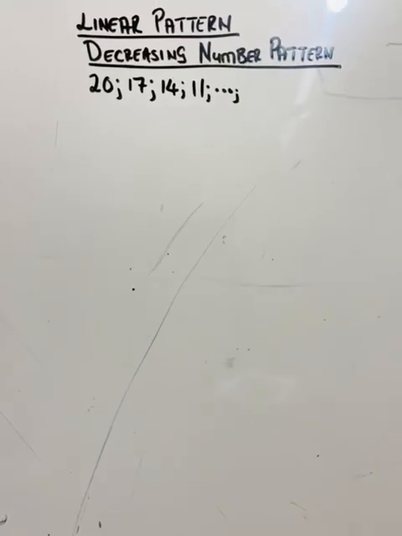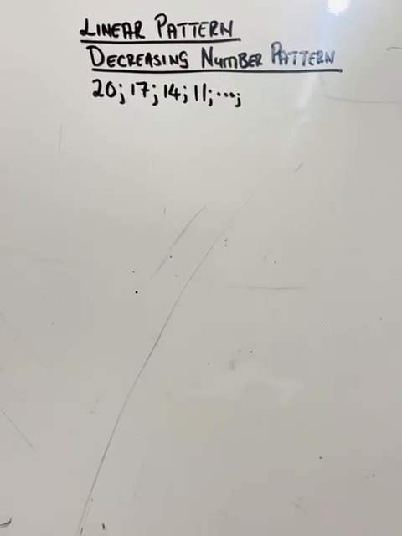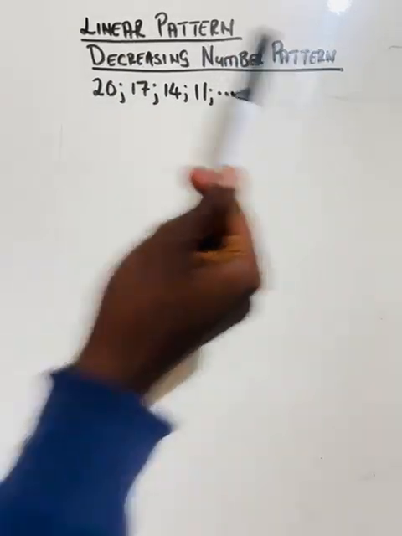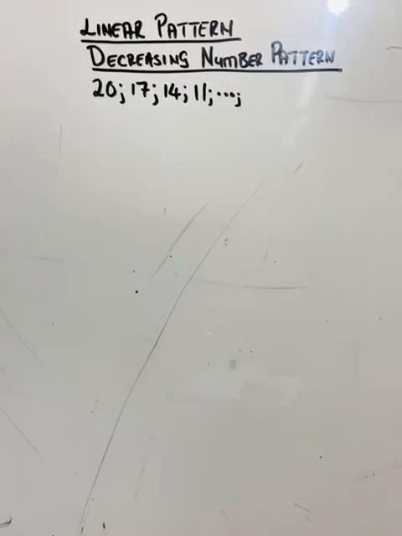Alright, so today's lesson is about linear patterns. We'll continue with linear patterns. However, the type of linear pattern we're dealing with today is a decreasing number pattern. What does it mean? It means that the numbers you find in the sequence are becoming smaller and smaller.